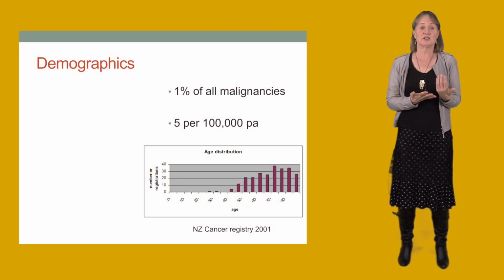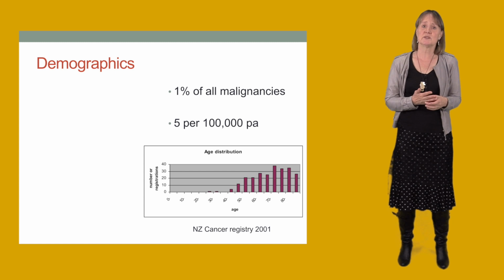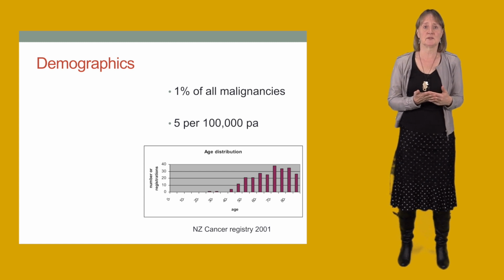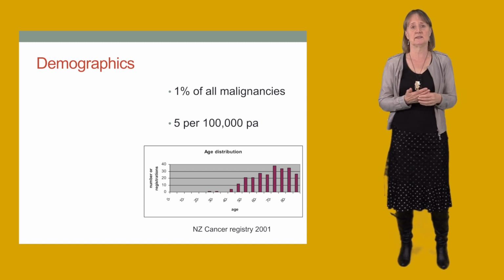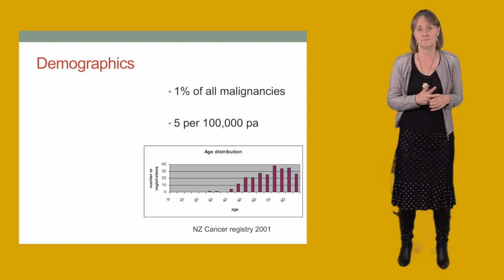So this talk is going to be about multiple myeloma, which is one of the commoner hematological malignancies that I would be confident that most of you will see more than once during your professional lives. Multiple myeloma actually accounts for 1% of all malignancies, not just hematological malignancies. And at a frequency of 5 per 100,000 per annum, in the Wellington region we're going to be seeing somewhere between 20 and 30 new cases a year.